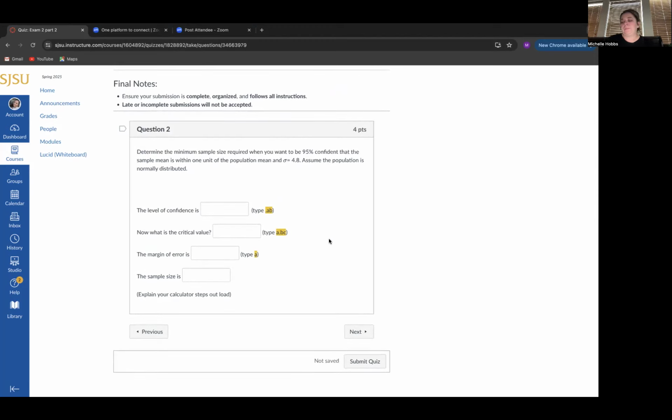All right. Determine the minimum sample size required when you want to be 95% confident that the sample mean is within 1 unit of the population mean and sigma equals 4.8. Assume the population is normally distributed. What is the level of confidence, the critical value, the margin of error, and the sample size?